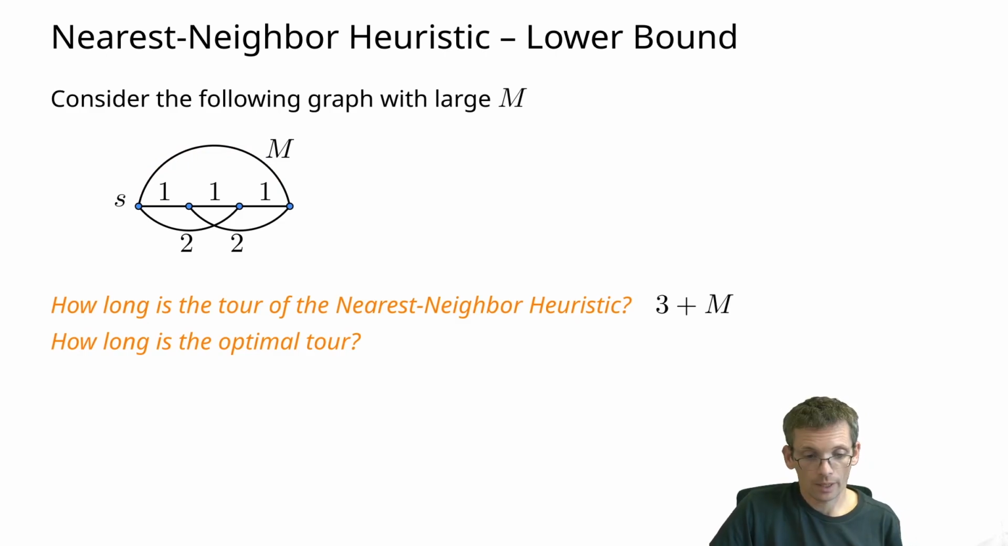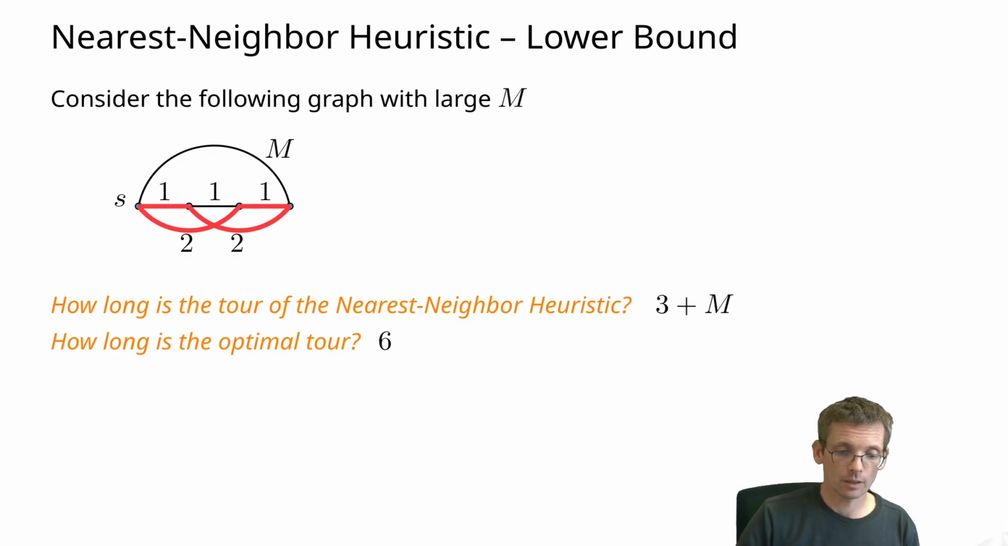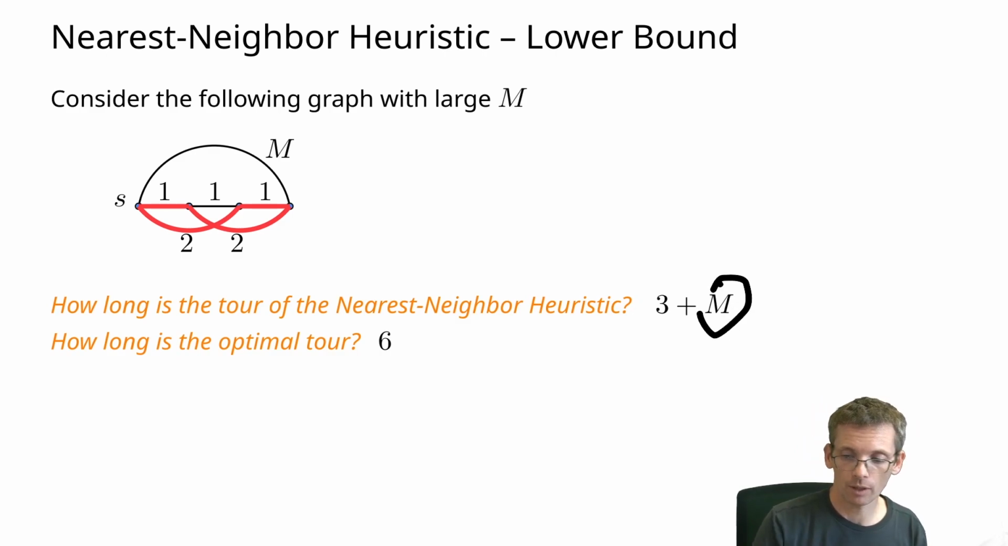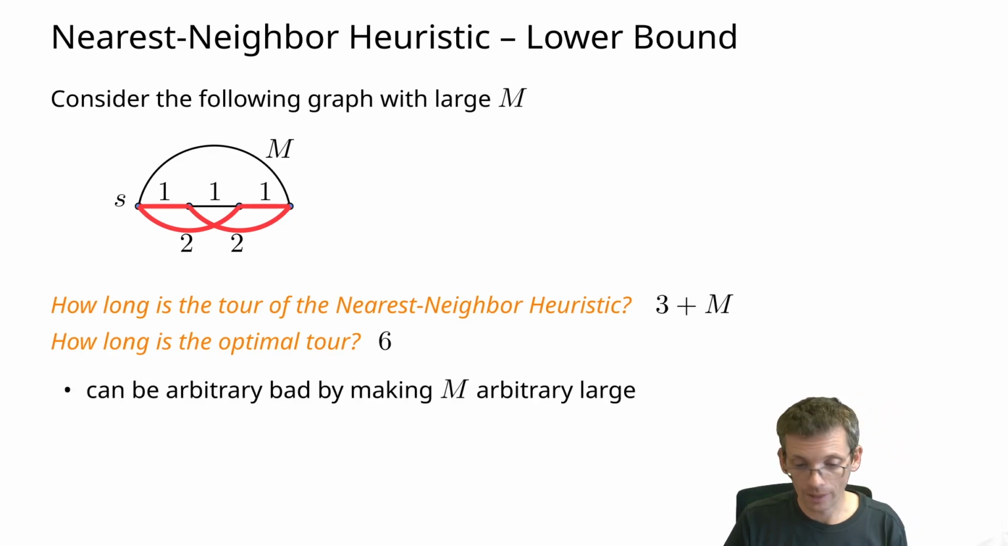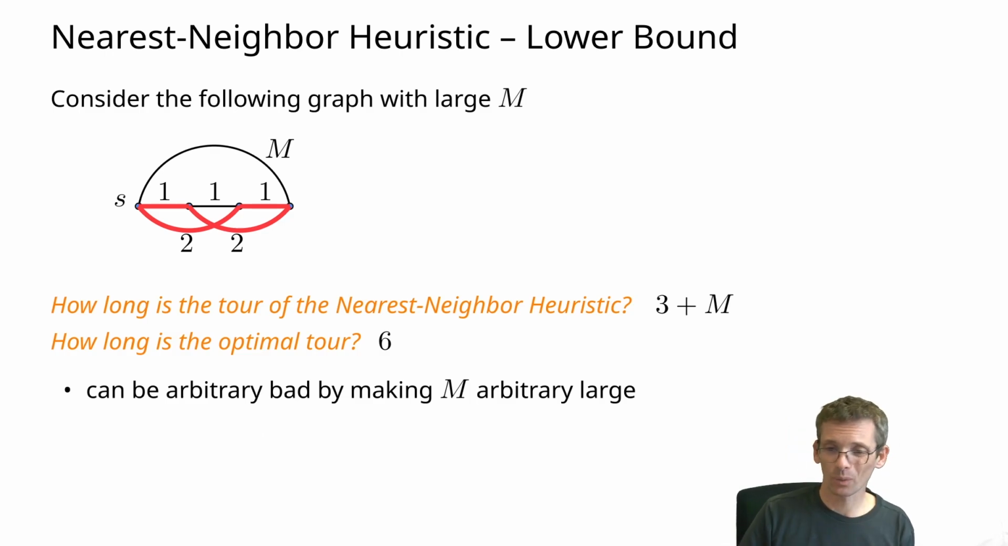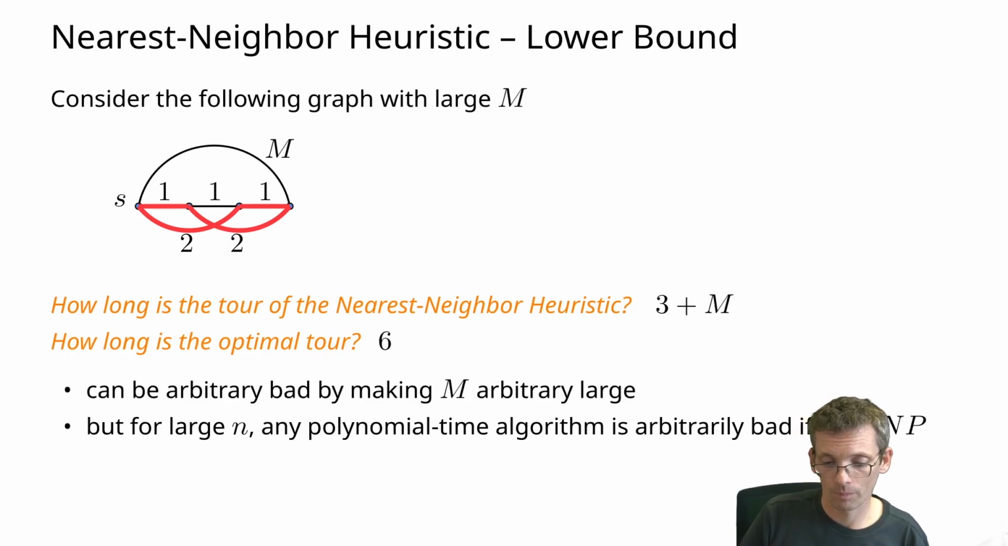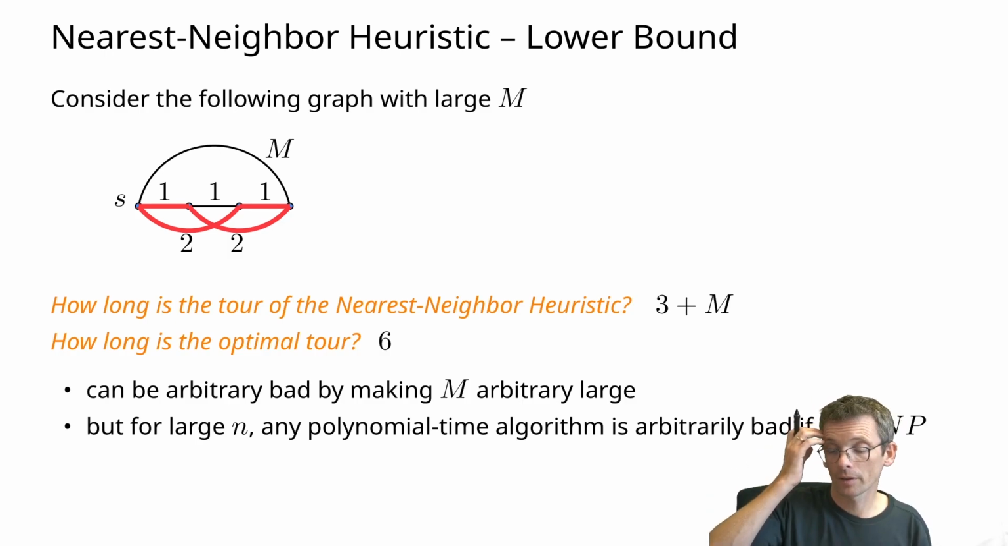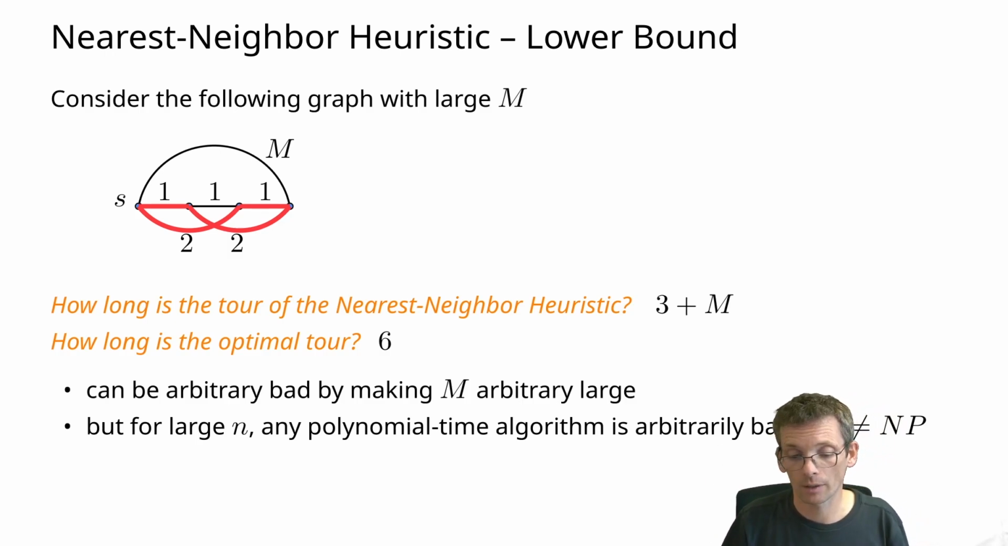Yes, there is. I can get a tour of length 6, namely this one. If I make M very large, this can get arbitrarily bad, but it's not really bad news because we already know that the problem of approximating the TSP is NP hard. So at least for large N, we cannot expect anything better than this.